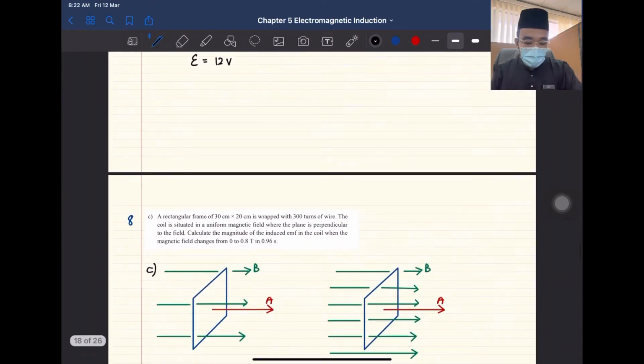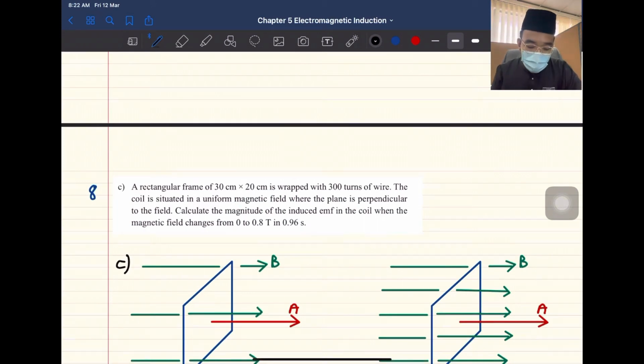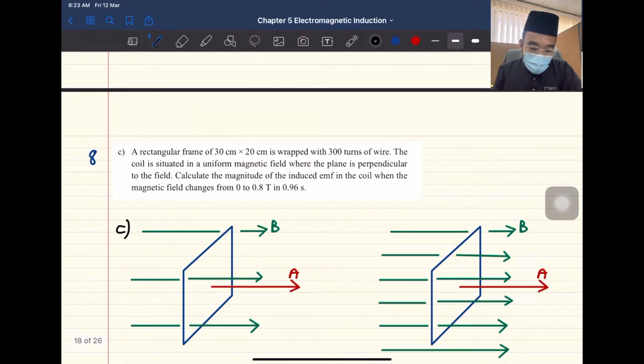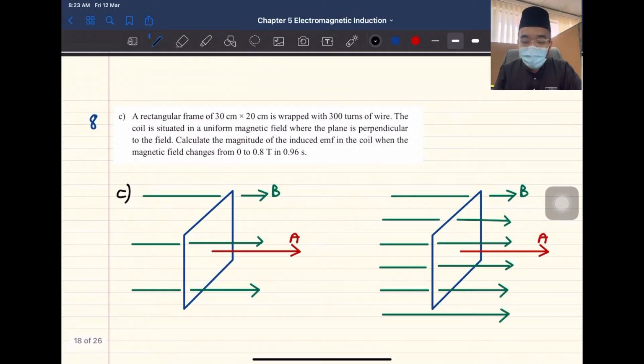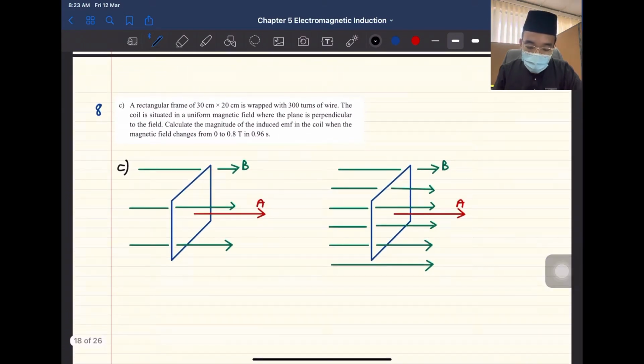Now for question number 8C, a rectangular frame of 30 times 20 centimeter is wrapped with 300 turns of wire. The coil is situated in a uniform magnetic field where the plane is perpendicular to the field. Calculate the magnitude of the induced EMF in the coil when the magnetic field changes from 0.8 to 0.96. The first thing, if you get this kind of question, I suggest you draw it. I drew it already because drawing takes time here.